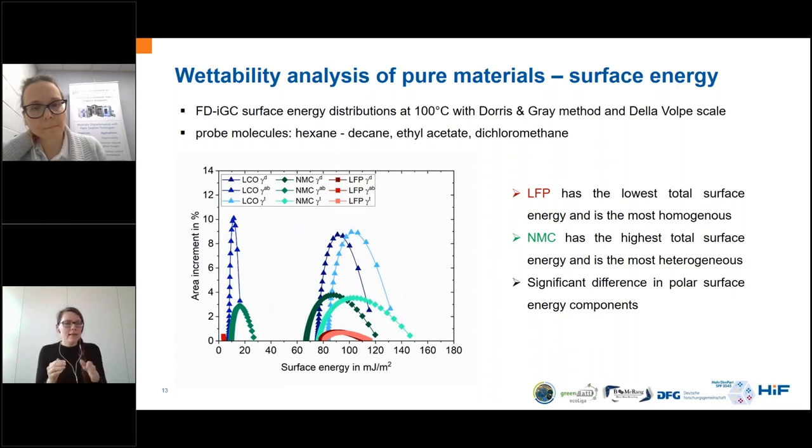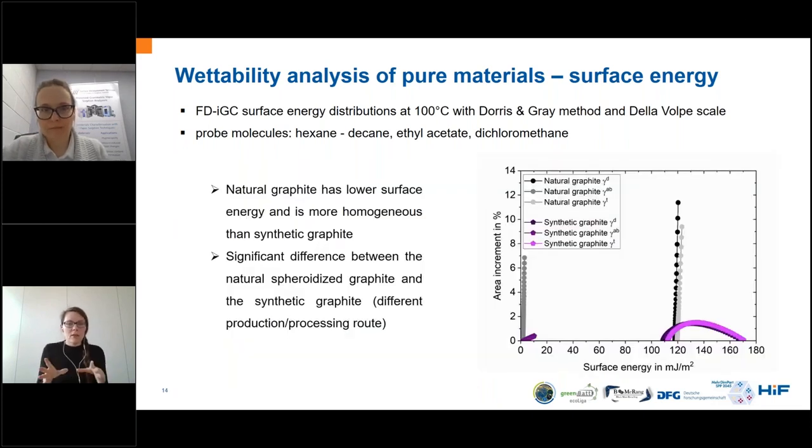Also very interesting is that for the dispersive part, if you check the maximum value of the LCO, NMC, and LFP, for all of them it is around 120 millijoule per square meter. So the dispersive part is rather similar, whereas for the polar part we have a significant difference. For the LFP, the polar part is almost negligible, whereas the NMC has quite a high polar part, with almost up to 30 millijoules per square meter. So there's a significant difference in the polar surface energy components between the cathode active materials.